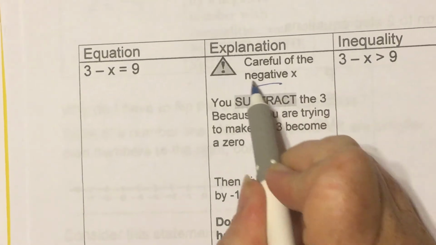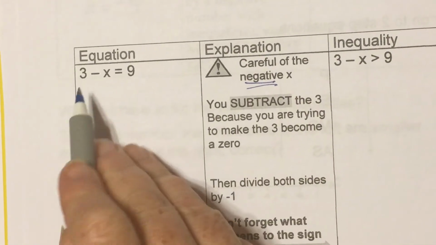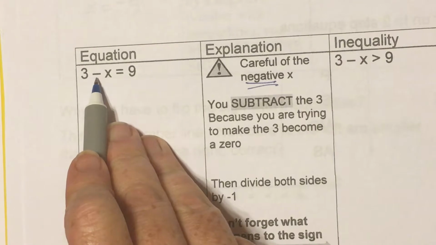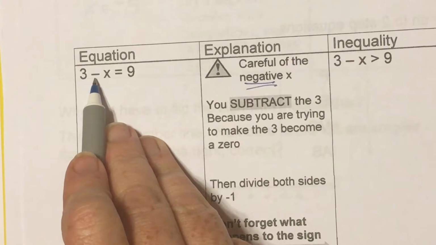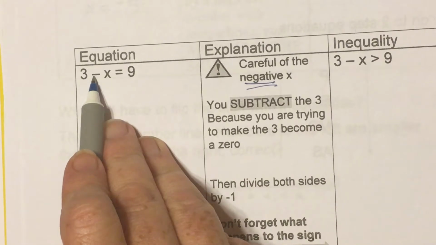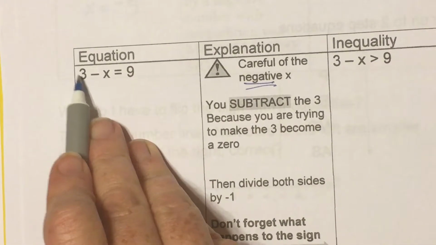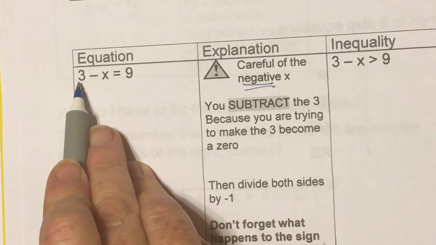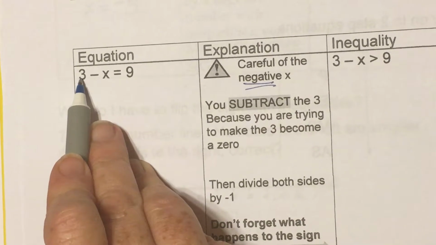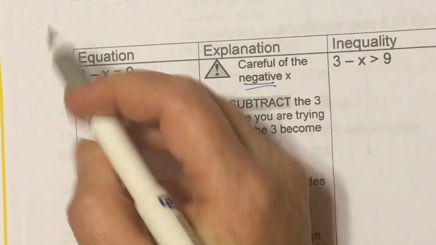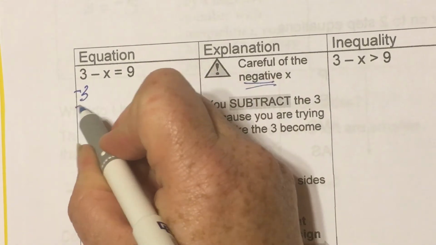Okay. Moving along to a more difficult one, and this one you want to be careful of because of the negative x. It's real easy for people to look at this 3 and see the minus and say, oh, I have to add it because that's the opposite of minus. Well, yeah, adding is the opposite of minus, but that's not what we're getting rid of. We're getting rid of a positive 3. Remember, our goal is to get it to equal 0. So if I add 3 here, I'm not going to get 0, I'm going to get 6. So I have to subtract 3.